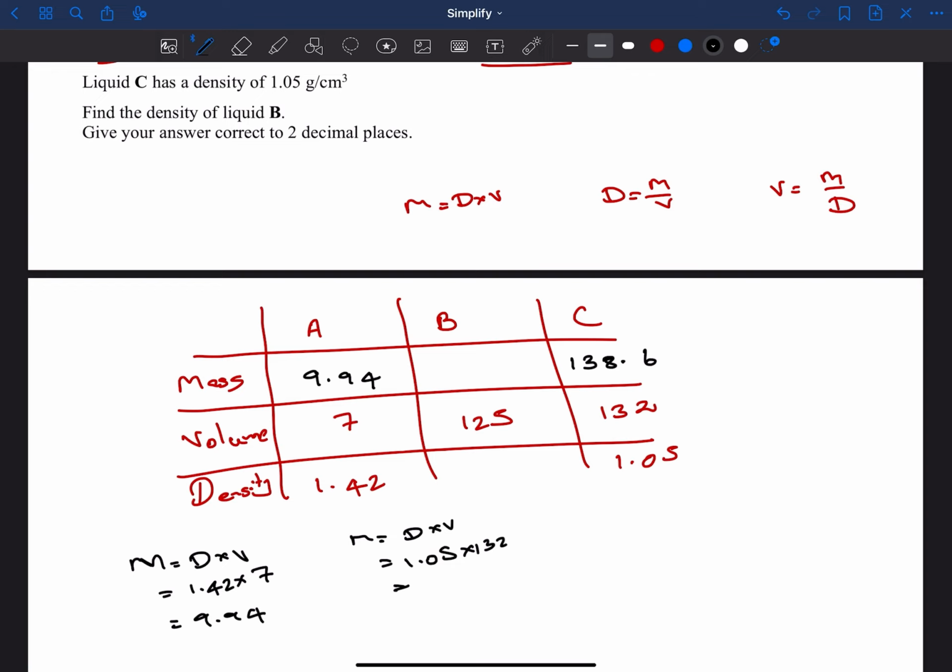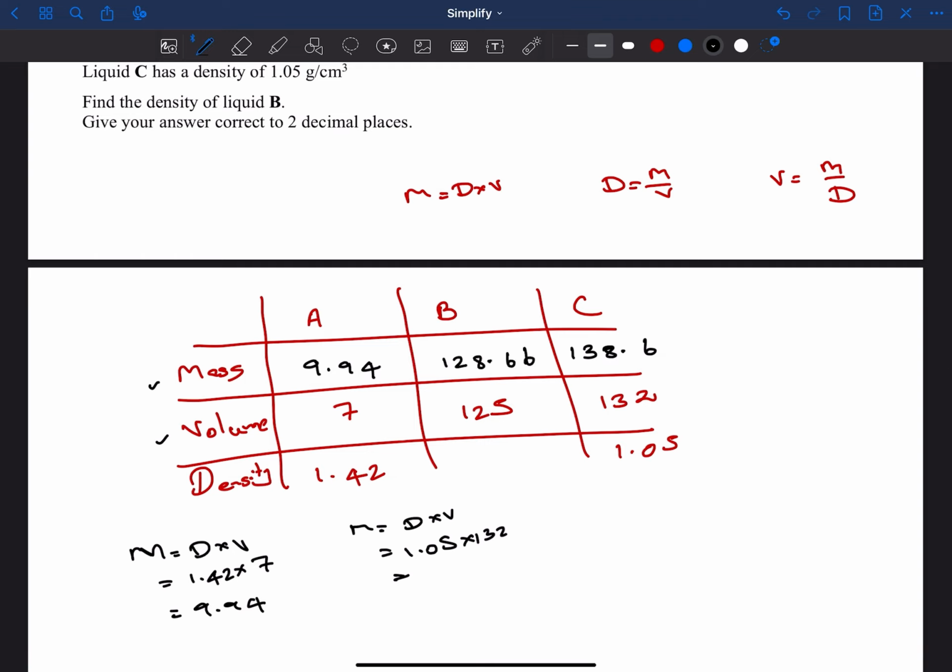Now can I do the column for B? Obviously I have 2 unknowns, so I cannot. The next one I will do is the row. I can do the mass row. Remember, mass and volume you can add them, and then density you cannot. So because A and B makes C, you know that. So 138.6, take away the 9.94. How much is that? 128.66.